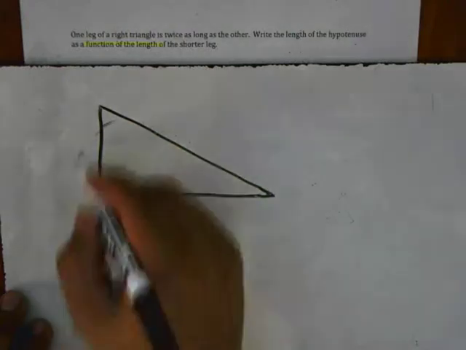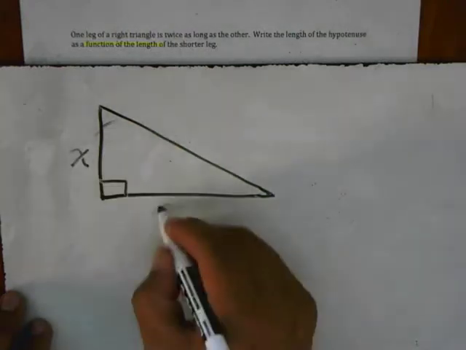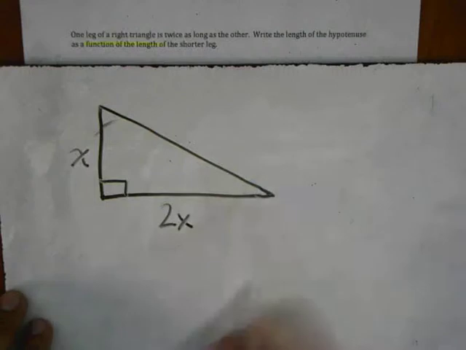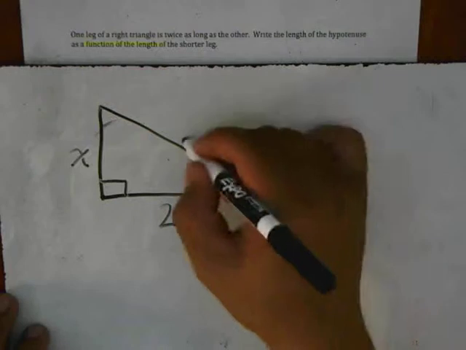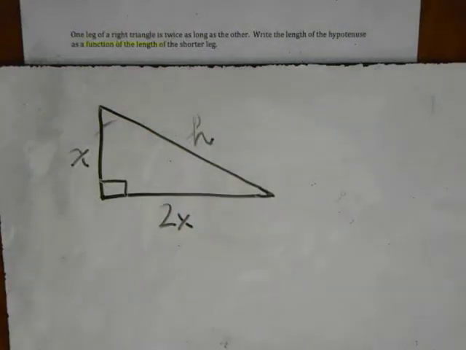So there's my triangle. Here's one of the sides. Here is the longer side, and I know that because it says one of the sides is twice as long as the other. And here is my hypotenuse. I want to find a function using x for the shorter leg. Okay? And since this is a right triangle, I can use the Pythagorean theorem because it allows me to connect these variables together.